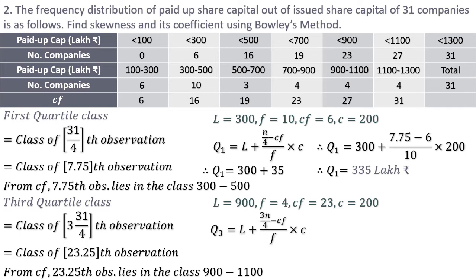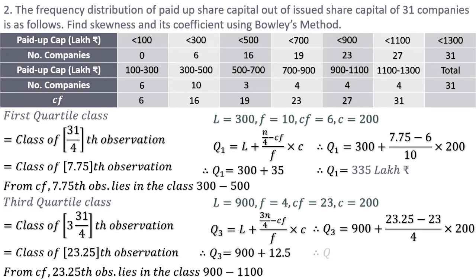The third quartile formula is L plus 3n upon 4 minus CF upon F into C. Putting the values, you get 900 plus 23.25 minus 23 upon 4 into 200. Simplifying the second part, you get 900 plus 12.5, that is 912.5 lakh rupees. So the third quartile is 912.5 lakh rupees.